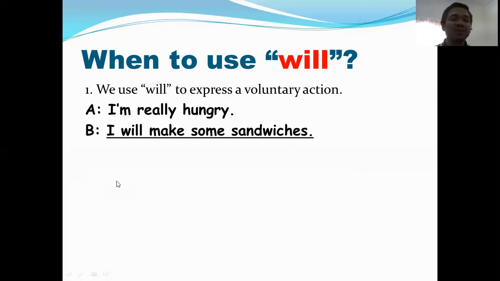Example. Now we have here A and B. A said, I'm really hungry. So B said, I will make some sandwiches. So no one is forcing B to make some sandwiches. He is voluntarily making some sandwiches. He said, I will make some sandwiches. So no one is forcing him to do it. So this is a voluntary action, or is expressing a voluntary action. So I will make some sandwiches. So this is something voluntary.